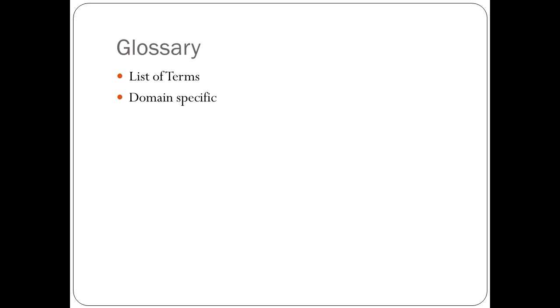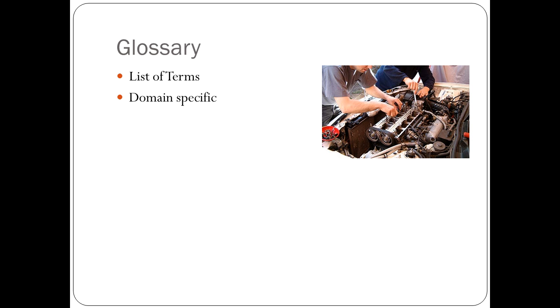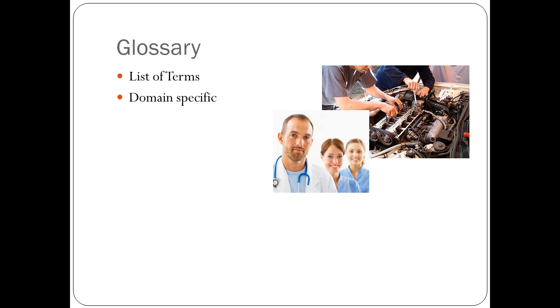Terms and glossary are domain specific. What does it mean? It means that the same term may mean different things in different domains or contexts. For example, in automaking business, the term machine may mean the engine that powers a car. On the other hand, from a doctor's perspective, a machine may be a life support system that sustains a patient's life. It is nothing like a car engine.